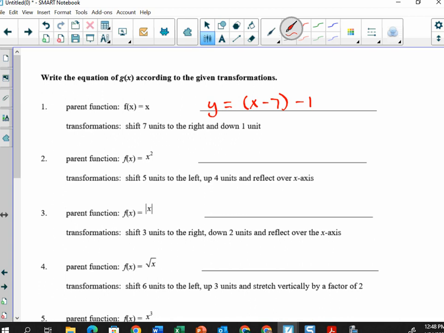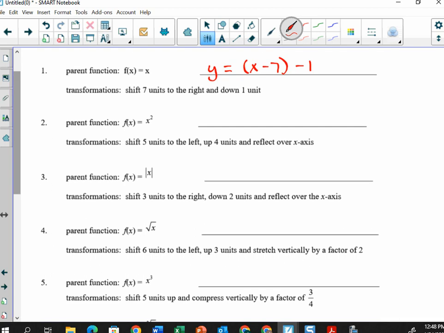Make sense? It's almost weirder when it's just a line. All right, we've got a parabola for this next one. Your quadratic. Y equals, shift 5 to the left. How do I show that? Okay, so I'm going to have x plus 5 in parentheses, square that. Okay, plus 4 outside, and then how do I reflect over the x-axis? Yep. There we go.